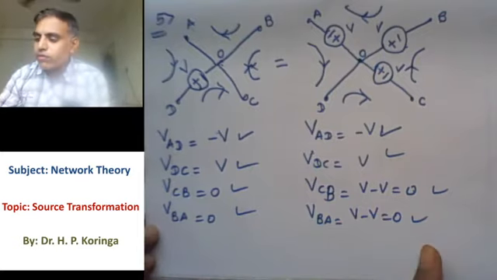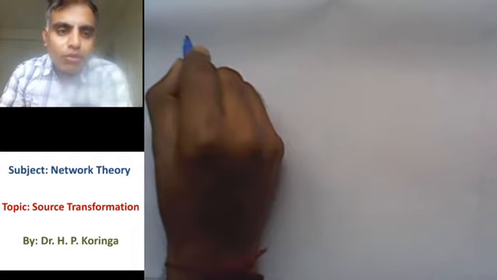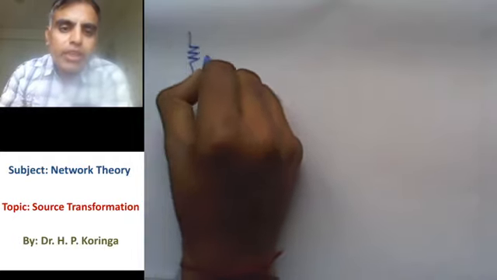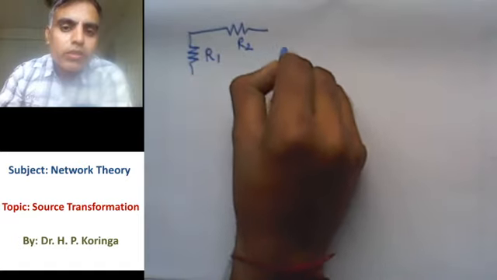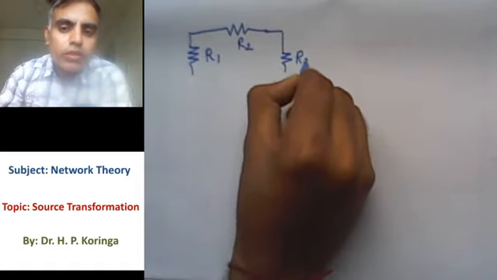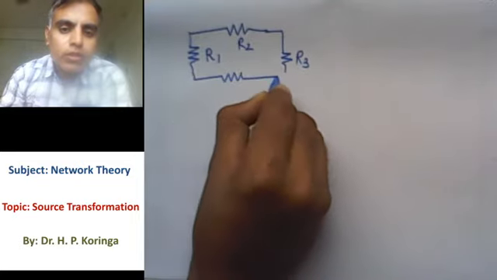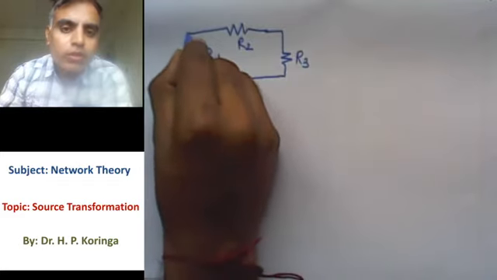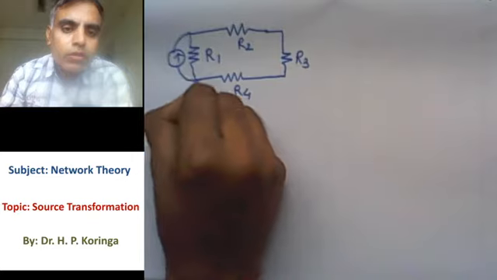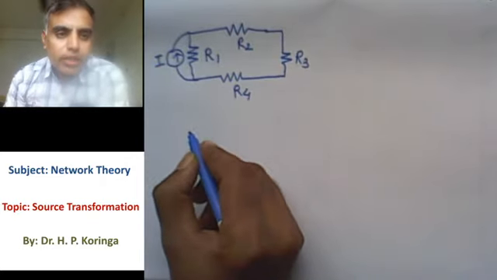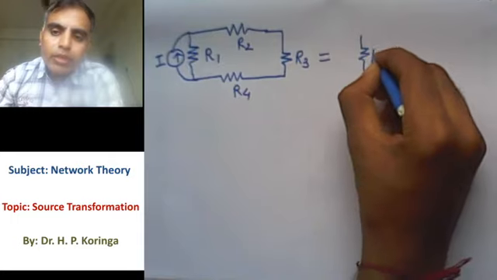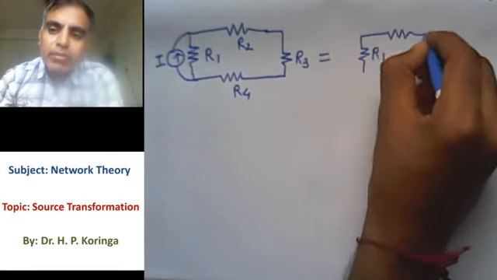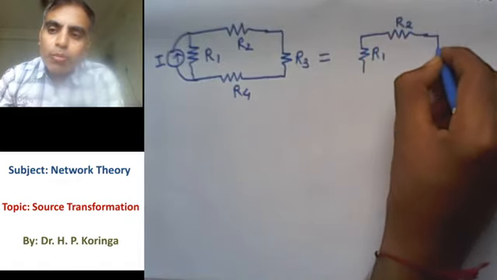The same rule applies for the current source. Rule number 5 for the current source: if a current source is connected in parallel to one resistance, it can be replaced by removing the current source from parallel to R1, and placing it parallel to the remaining 3 branches, but in the opposite polarity, in the opposite direction.